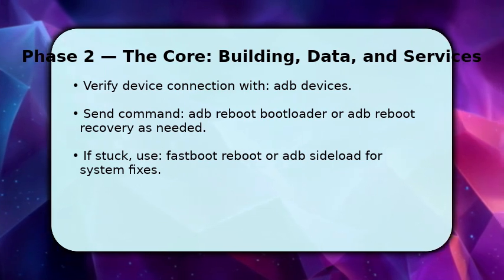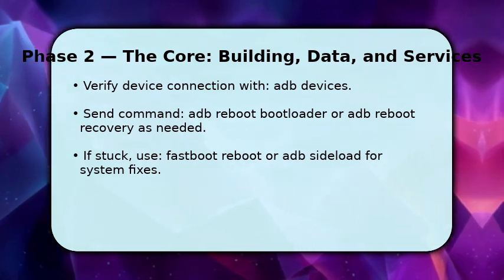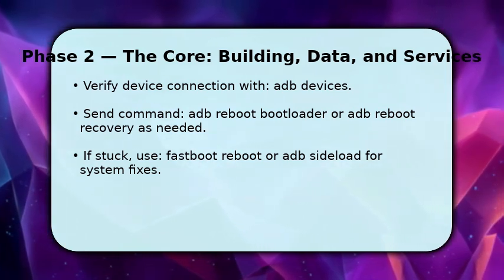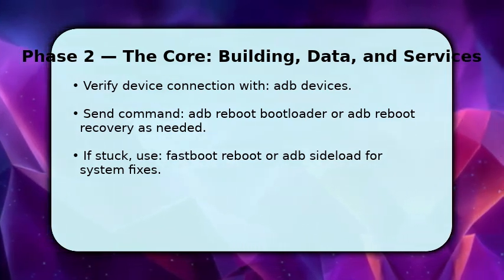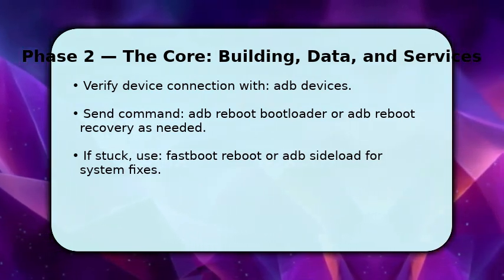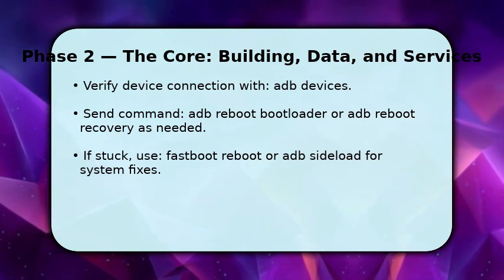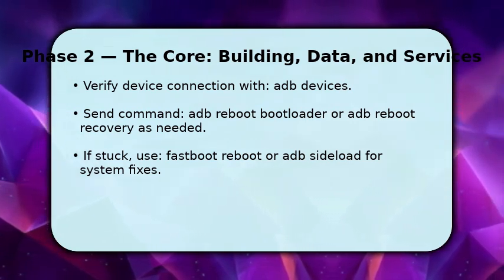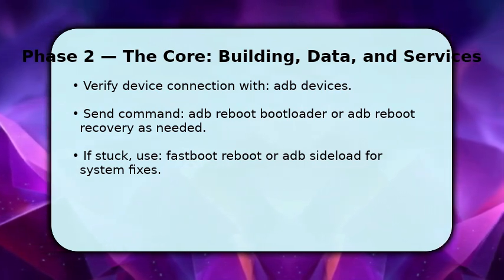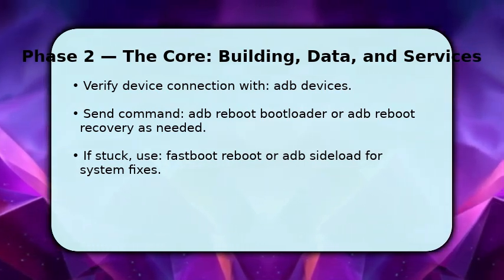Then you'll use adb reboot bootloader to leave recovery or adb reboot to jump back into the system. Choose based on the menu you see. If the bootloader is accessible, fastboot reboot often forces a full restart. Once done, you may use adb sideload to install a small OTA that repairs recovery issues. Keep watching the device screen and the terminal output so you can respond quickly to errors.